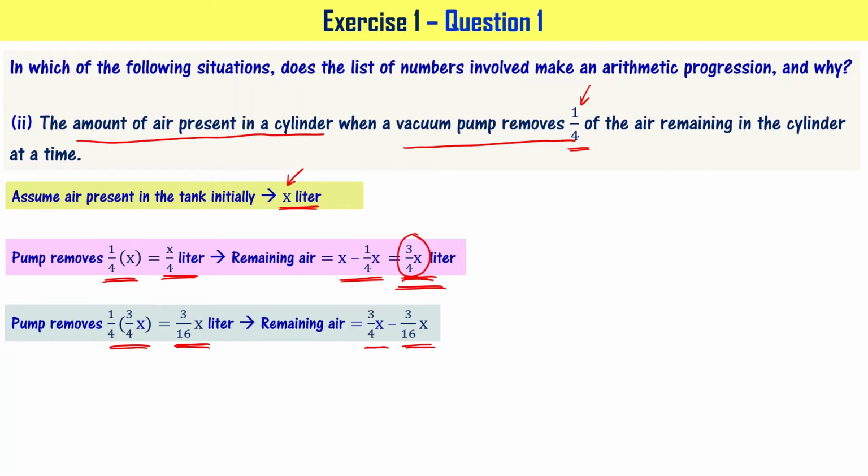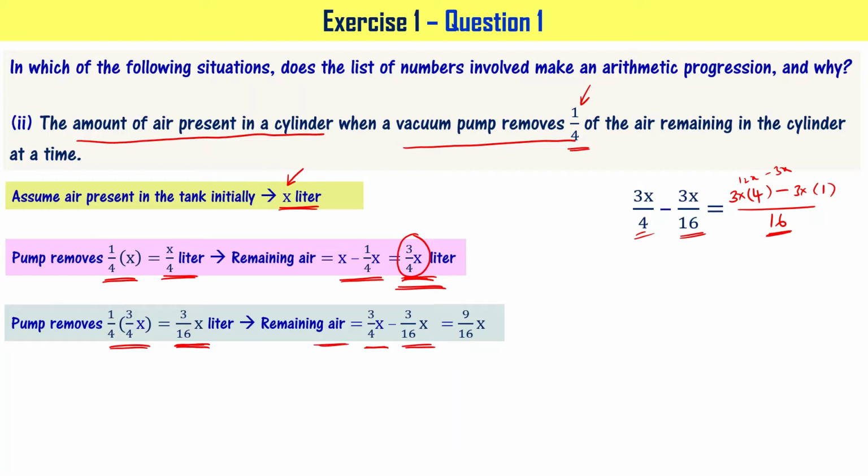So the remaining air is going to be 3/4 X minus 3/16 X. Let's simplify this. The LCM of this is 16. So 3X times 16 divided by 4 is 4, minus 3X times 16 divided by 16 is 1, right? It means you have 12X minus 3X in the numerator. That is going to be 9X. So 9X by 16 is the remaining air.